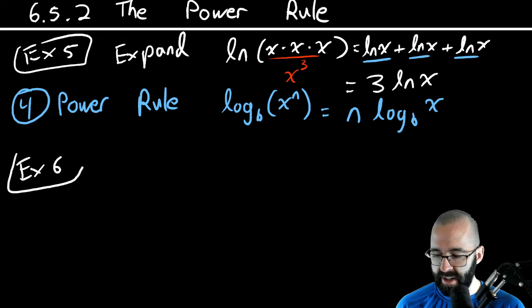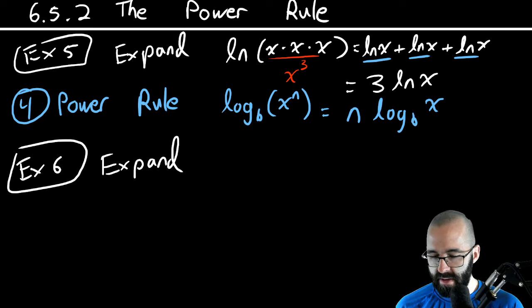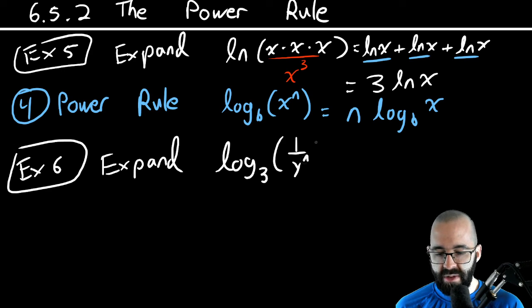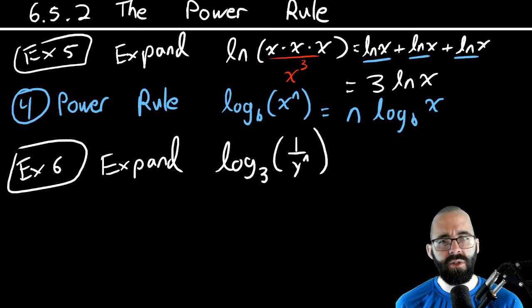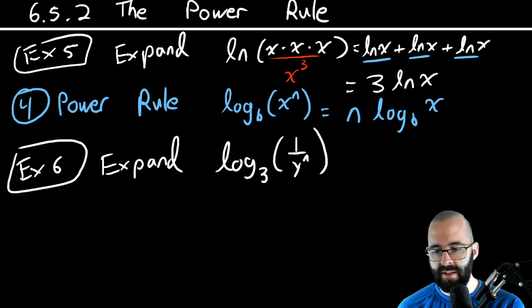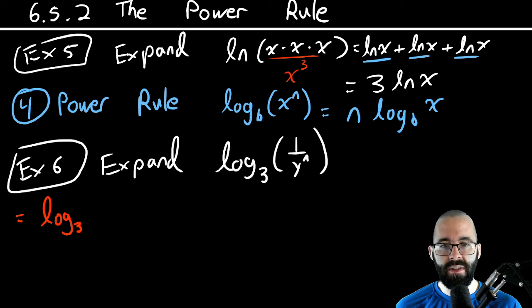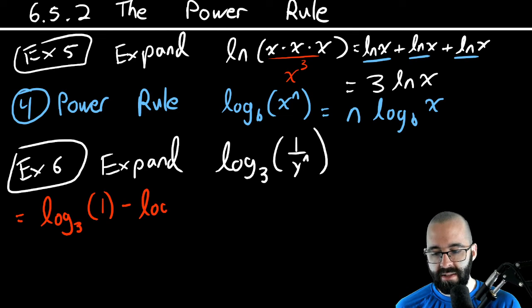Let's use it with example 6. Expand log base 3 of 1 minus y to the n. I want to do this in 2 different ways. The first way, let's use the quotient rule first. Log base 3 of 1 minus log base 3 of the denominator.